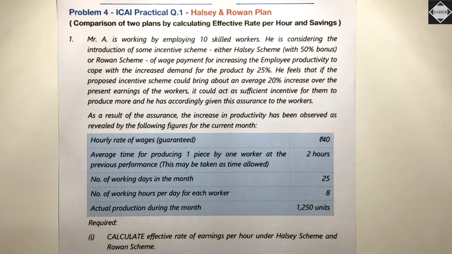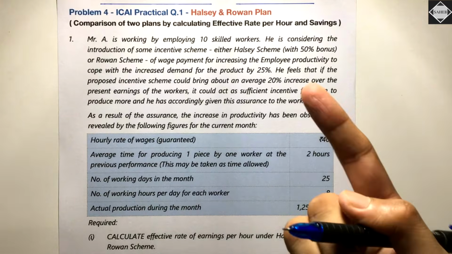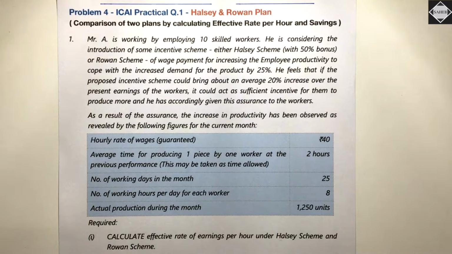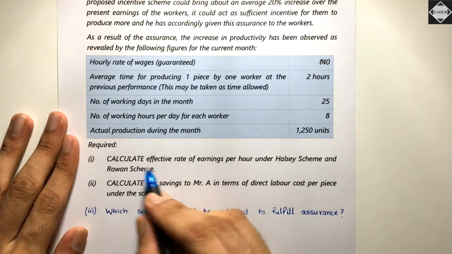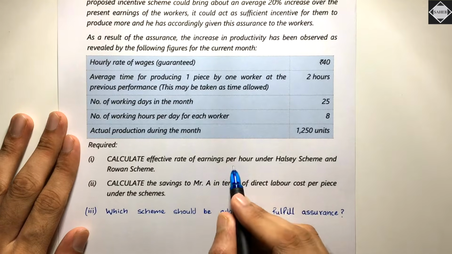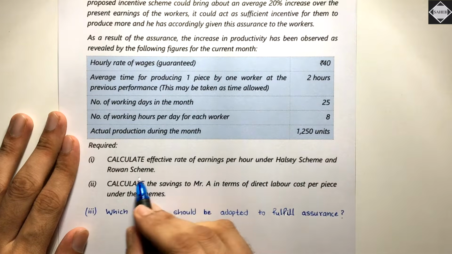Fine. So this will be a total calculation, not just one worker, 1 day calculation. No, it's total calculation. Okay. And then see what are the requirements over here. Requirements are, see, the first one is calculate effective rates of earnings per hour under Halsey scheme and Rowan scheme.